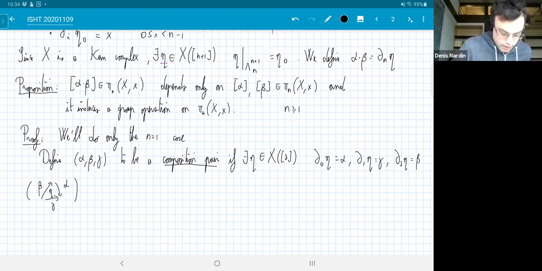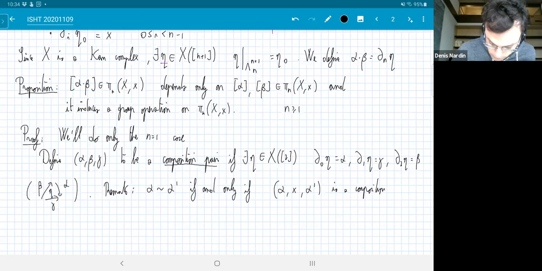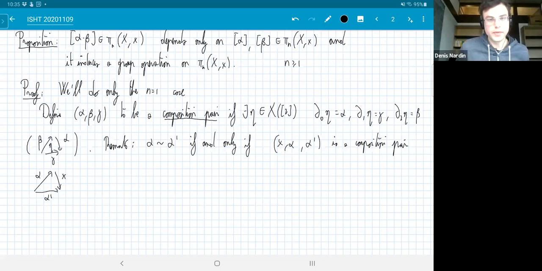Okay, so the first remark. Alpha is homotopic to alpha prime if and only if (x, alpha, alpha prime) is a composition pair. This is just the definition of homotopy that we wrote before, that there is a two simplex. Did I do the right one? No, sorry. x, alpha, alpha prime, of course. Well, this is the constant map at x. This is alpha. This is alpha prime. This is what we define to be a homotopy.